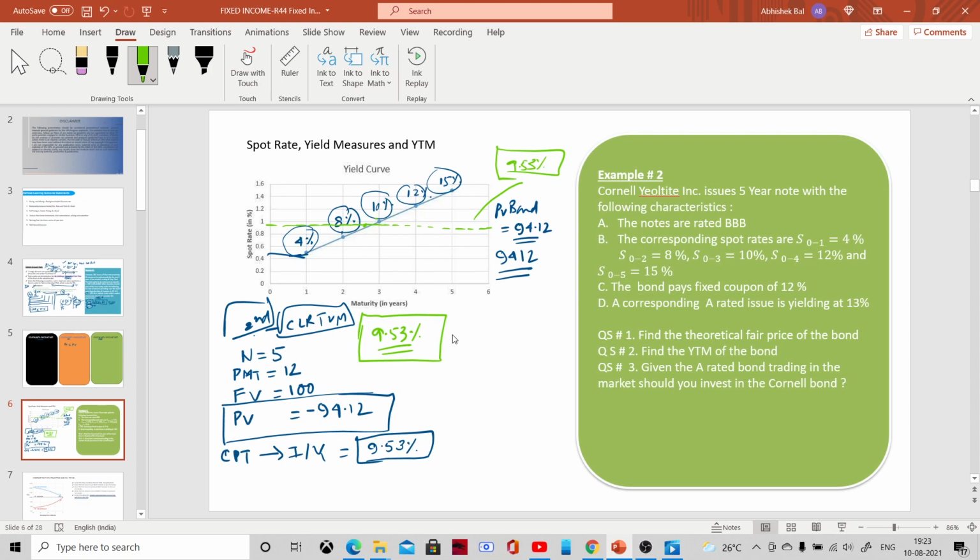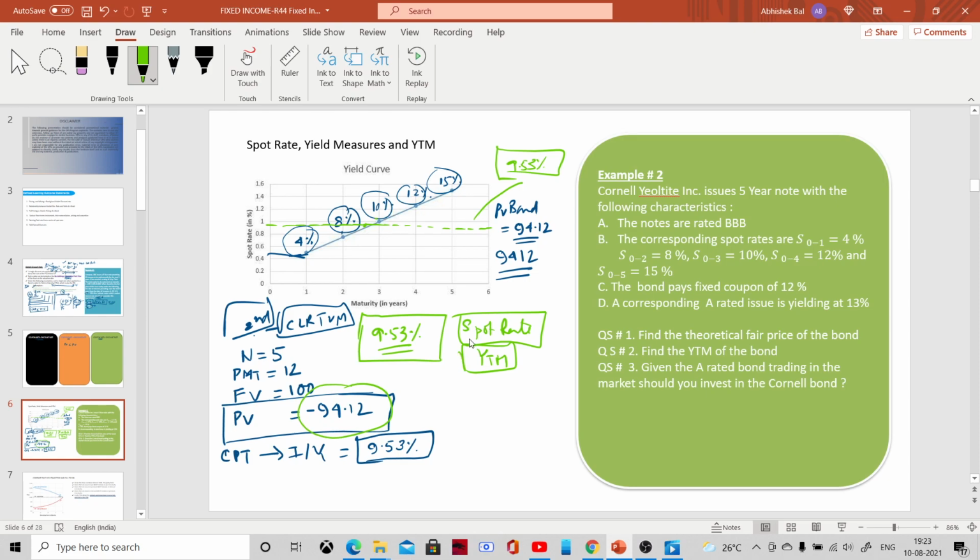So the YTM is the single discount rate, as if you have invested at this constant discount rate of 9.53% throughout the tenure of 5 years in order to arrive at the same price as you would have otherwise with these varying interest rates of 4%, 8%, 10%, 12%, and 15% as various spot rates. So this relationship between spot rates and the yield to maturity is extremely important, and this is exactly how one is gleaned from the other.